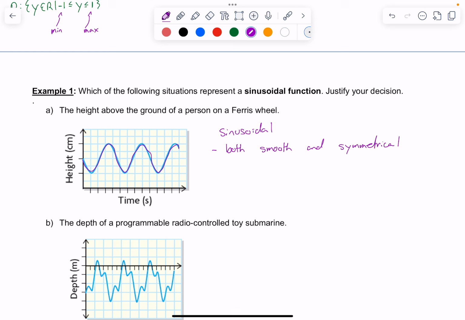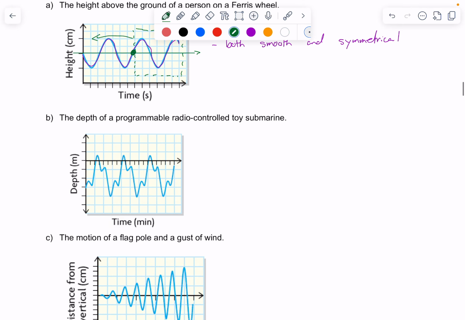Right? You can see what I mean by smooth is like, oh, it looks like a bunch of parabolas put together, right? And you have this center line here, and if I was to take a cut right here, like if I was to cut this right here, I could take that and overlay it right on top of this one, and it would be identical. They would stack right on top of each other because they're symmetrical. But in contrast, this one is not smooth. Not smooth. So not sinusoidal.